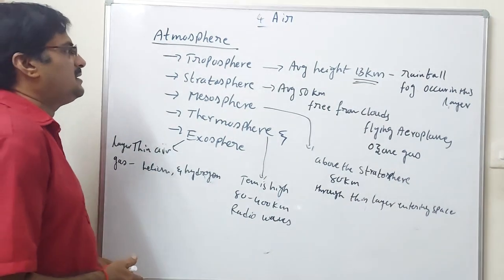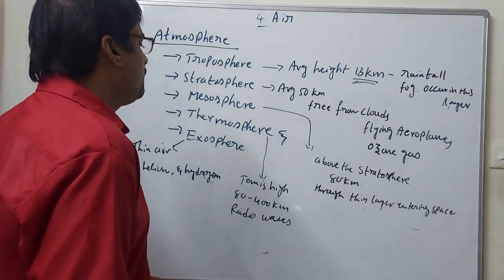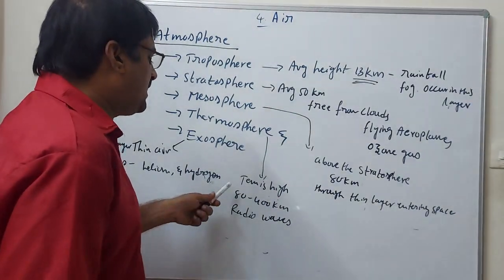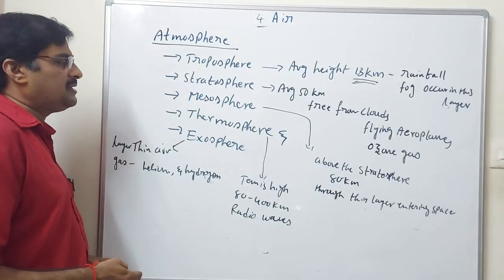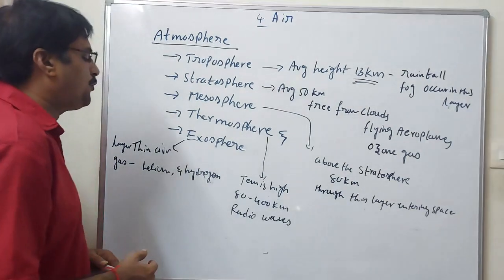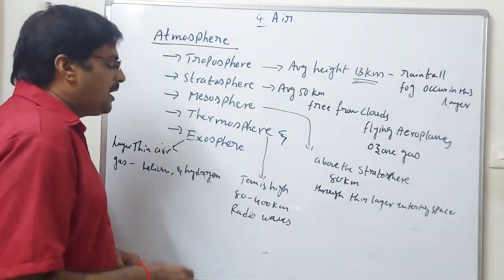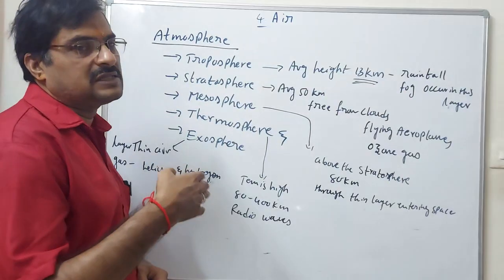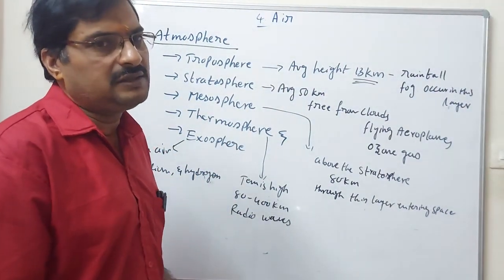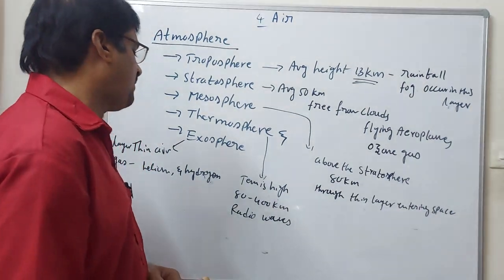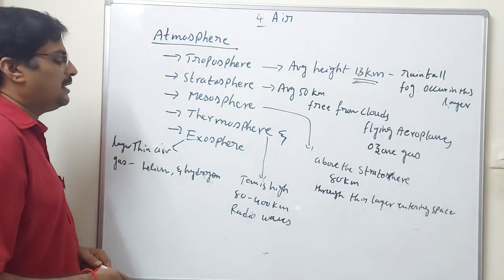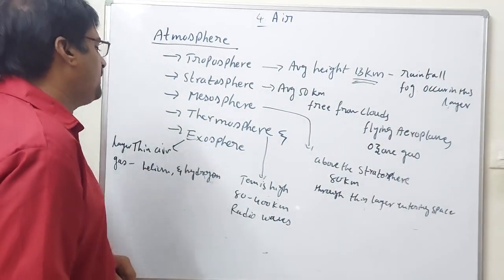The next layer in the atmosphere is the thermosphere. The temperature is very high in this layer. It is from 80 to 400 kilometers above the earth's surface. That's why radio waves travel in this layer. These radio waves come back to the radios on the earth and are heard as sound. So radio waves travel in the thermosphere.